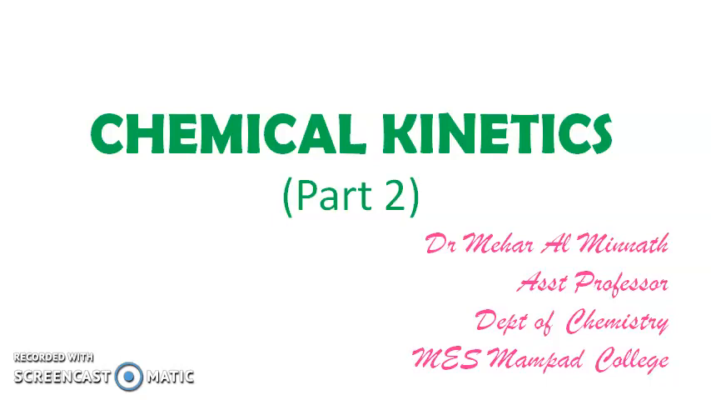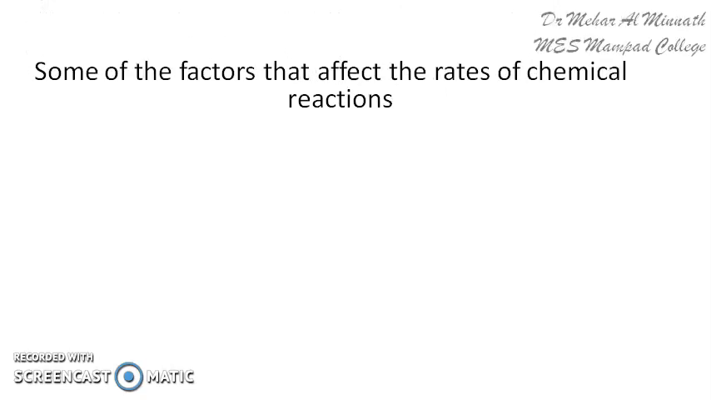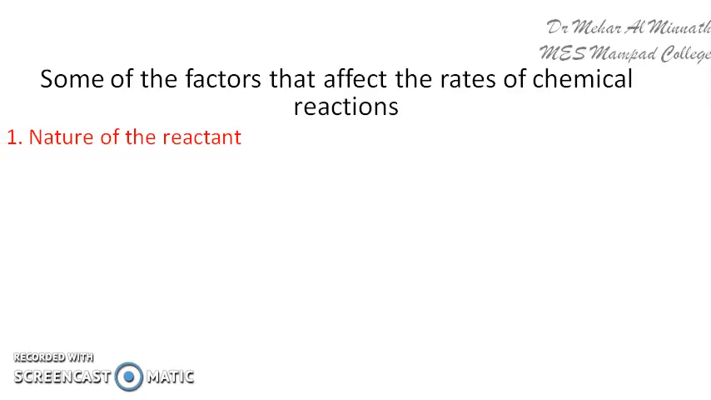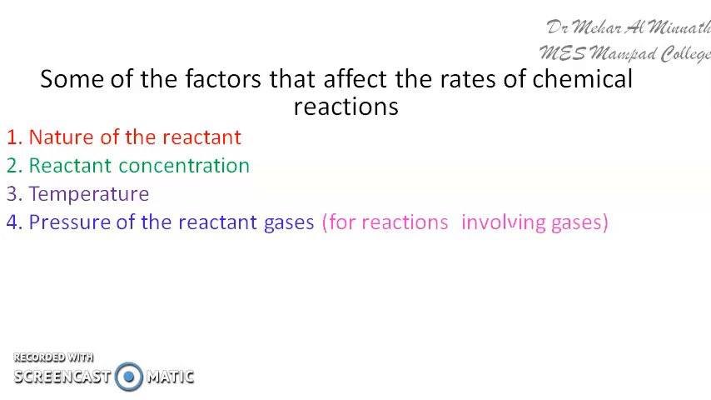Now let us list out the various factors which affect the rate of reaction. A lot of factors affect the rate of reaction; I'm listing out only a few. The nature of the reactant is one of the factors, what type of reactant it is. Then we have the concentration of the reactant, the temperature condition in which the reaction is being carried out, then the pressure of the reactants, particularly if it is a gaseous reaction. The pressure of the gaseous reactant is important.